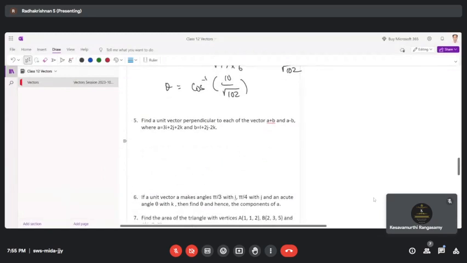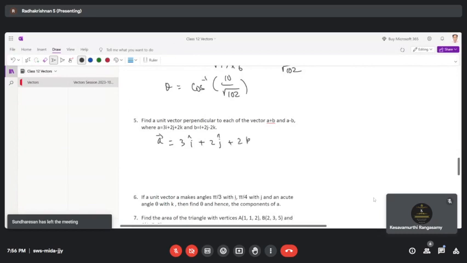Now let's look at this problem. Problem number 5. Find a unit vector perpendicular to each of the vector A plus B and A minus B, where A is given as 3i plus 2j plus 2k, and B is i plus 2j. Okay. So how do we find a unit vector perpendicular to A plus B and A minus B?